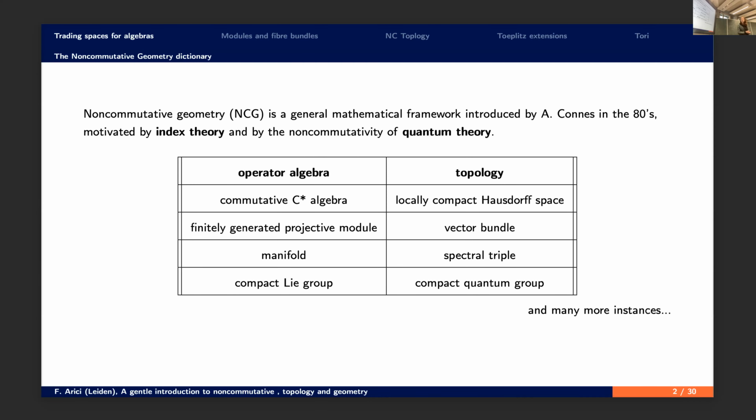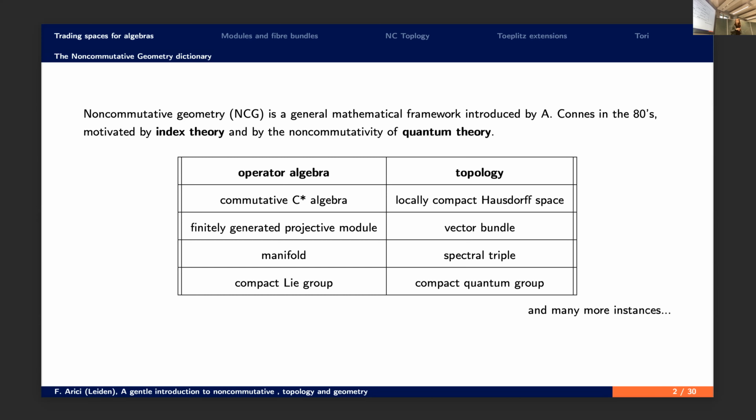So we will first describe how commutative C-star algebras correspond to locally compact Hausdorff spaces, and then how finitely generated projective modules over commutative C-star algebras, unital, we will see, correspond to vector bundles, which is another geometric concept, or rather topological, I would say. And then we will briefly have a glimpse inside this world of how to describe manifolds, when you put an extra structure using the framework of spectral triples, and this will be expanded on in the second part of the presentation.